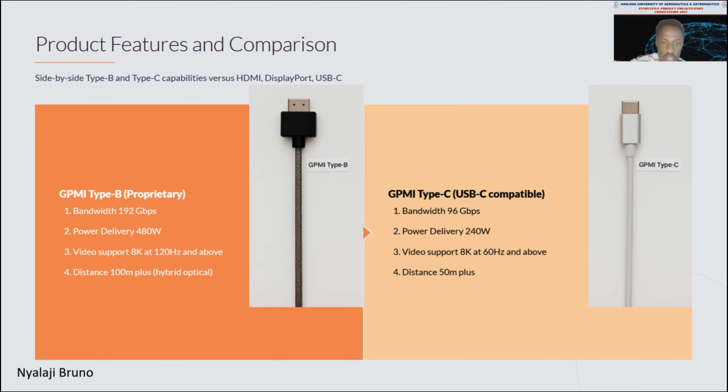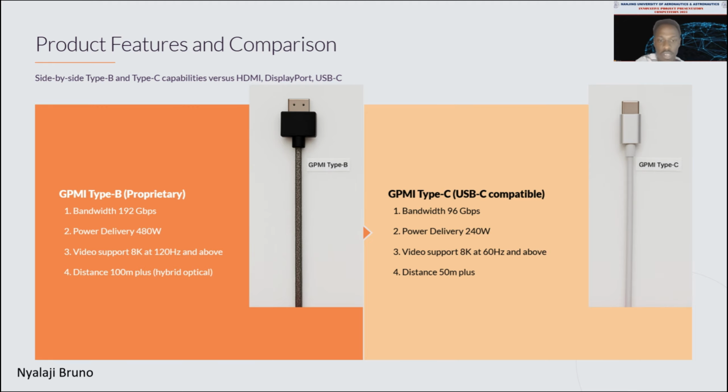On the other side, for broader consumer compatibility, we offer GPMI Type C. It leverages the familiar USB-C form factor while dramatically enhancing it, offering 96 Gbps bandwidth, 240 watts power delivery, and supports 8K resolution at 60 Hz over 50 meters.